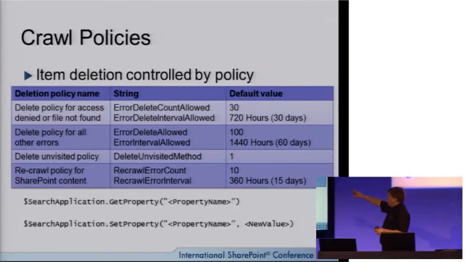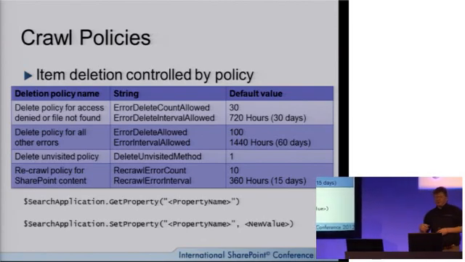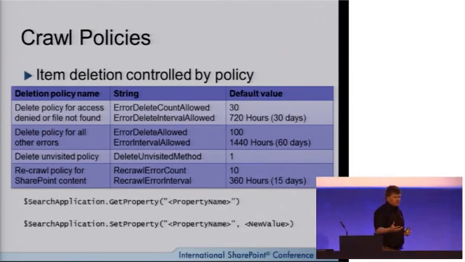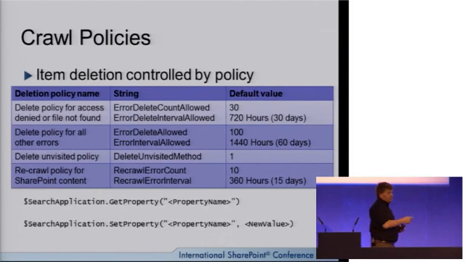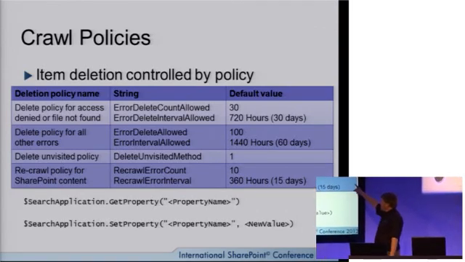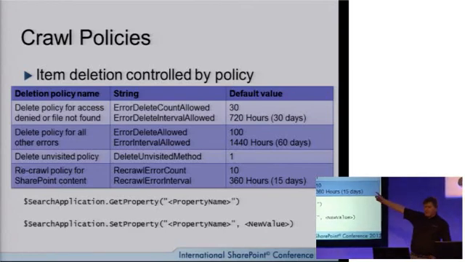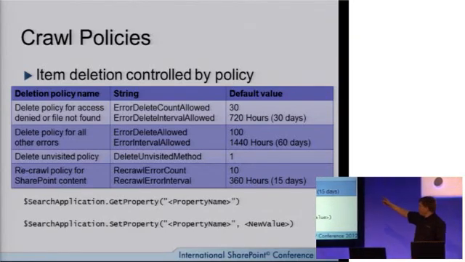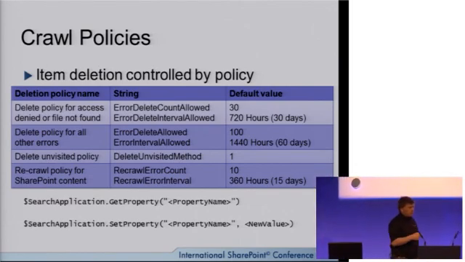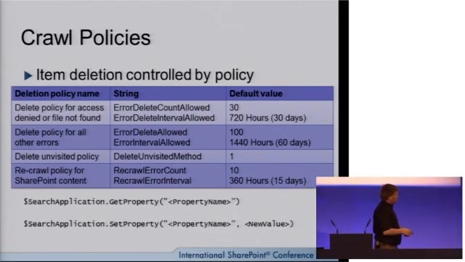So let's say the delete policy for access denied. If I suddenly deny my search crawler account access to the content DB by modifying the policy for the web application, for example, I'm not immediately going to dump everything out of the index. The system knows that's probably a problem, but it recognizes that it has these values, which basically says, I need to get a consecutive number of 30 errors over a 720-hour period before I really believe that I'm no longer allowed access to that item. So just being access denied to the web app will not immediately dump your index from that web application. It will take this amount of time.